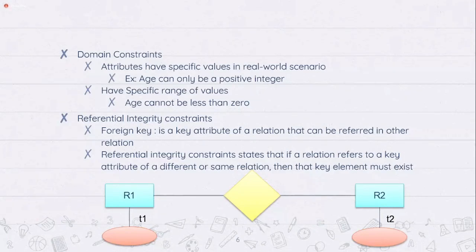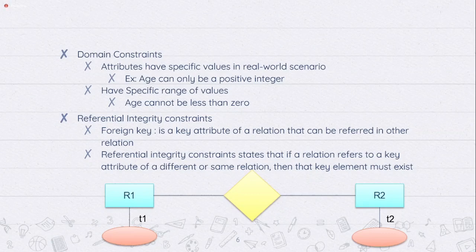It should be greater than zero. And for the telephone number, there should be only 10 numbers, and these digits should be from 0 to 9. So that is the meaning of domain constraints: some specific values. That is domain constraints.